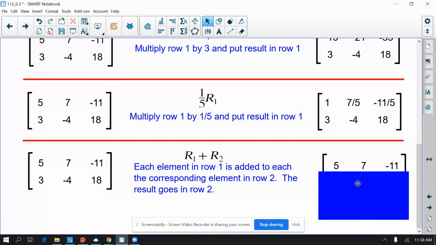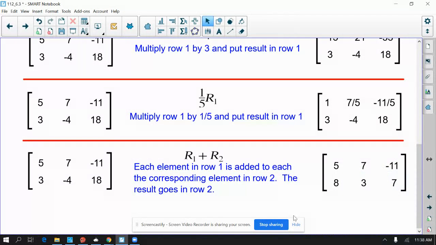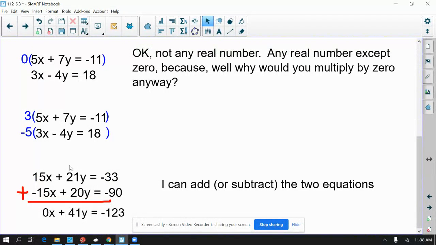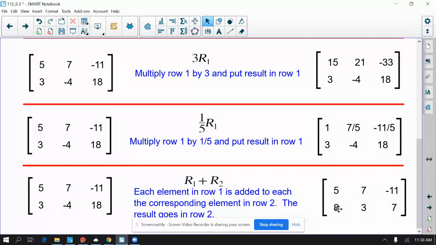Here's row 1. It's the same, 5, 7, negative 11. What does row 2 look like? You take row 1 plus row 2. So 5 plus 3 is 8. And then 7 plus negative 4 is 3. And negative 11 plus 18 is 7. And that replaces row 2. That's what we did over here. We added these two equations. So you could think of this as adding 2 rows, and you got another equation, so another row. But this new row will replace one of these 2 rows. And for the symbols, it's always the last row that was mentioned that gets replaced.